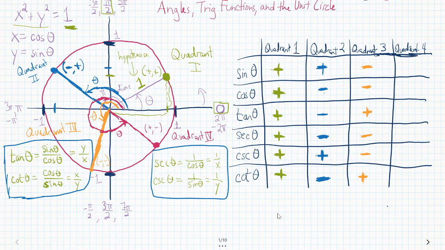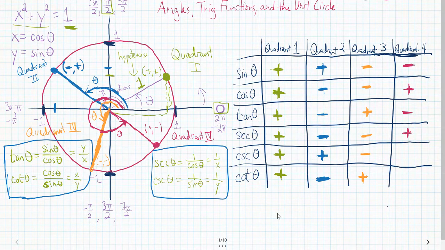Okay, let's see what happens. So our sine of theta is just our y value. Our y value is negative, so this is negative right here. Okay? And cosine, our x is positive, so we get this value right here. And then we have tangent theta. That's going to be y over x, so you get a negative over a positive, which makes a negative. Secant theta should be 1 over x, so that's just 1 over a positive. That's going to be a positive.